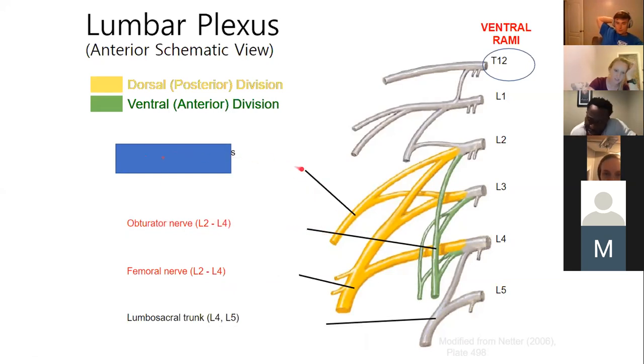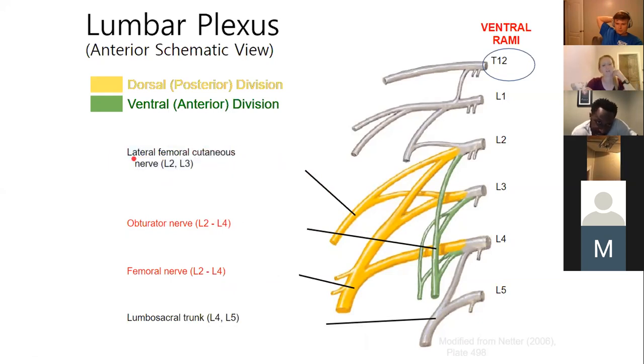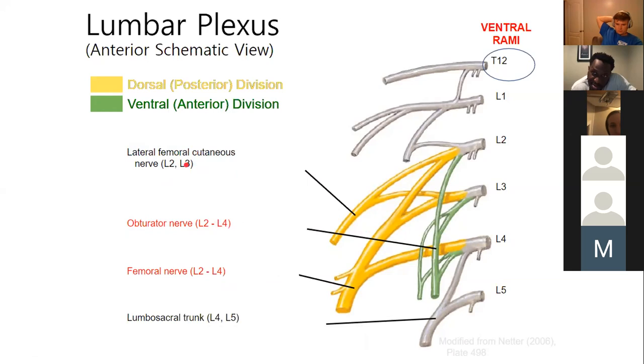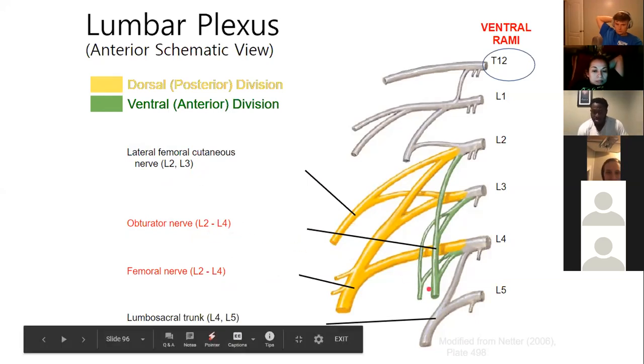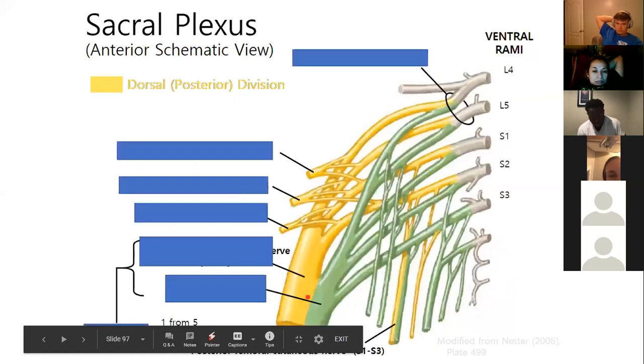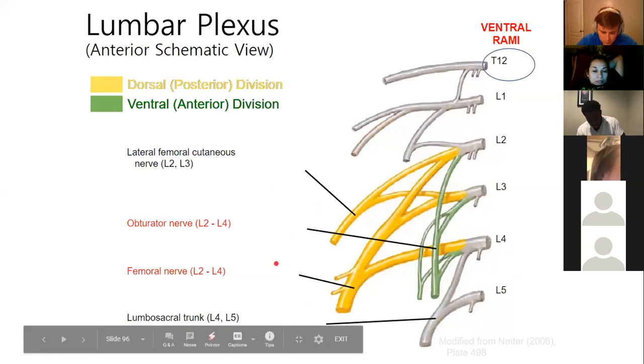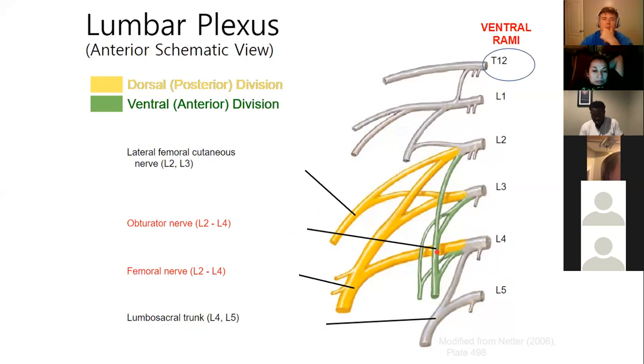Lateral or posterior femoral cutaneous. Real quick, is the femoral nerve supposed to be the dorsal division and the obturator supposed to be the ventral division? Yes. That's just backwards to me. The obturator is supposed to be ventral and the femoral is supposed to be dorsal. But that's just backwards in my mind. Yeah. That was the important part of that one.